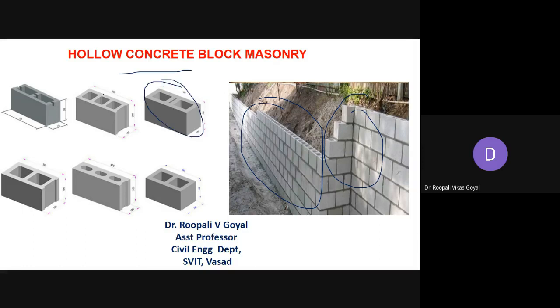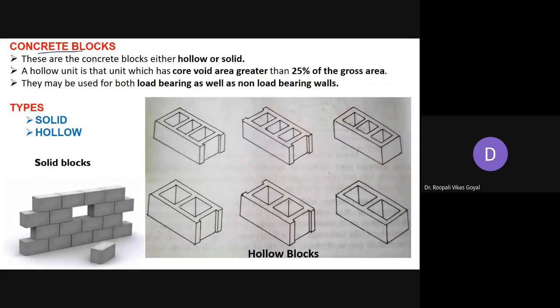There are varieties of hollow block masonry available, depending upon which kind of hollow concrete block you are using. These blocks are available in different sizes. Basically, these concrete blocks are either hollow or solid. When you consider a hollow unit, its core void, that is the cavity or gap that is observed, is greater than 25% of the gross area.